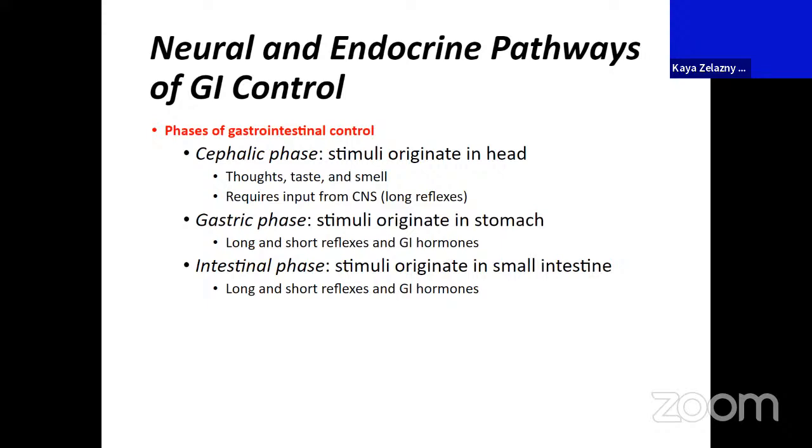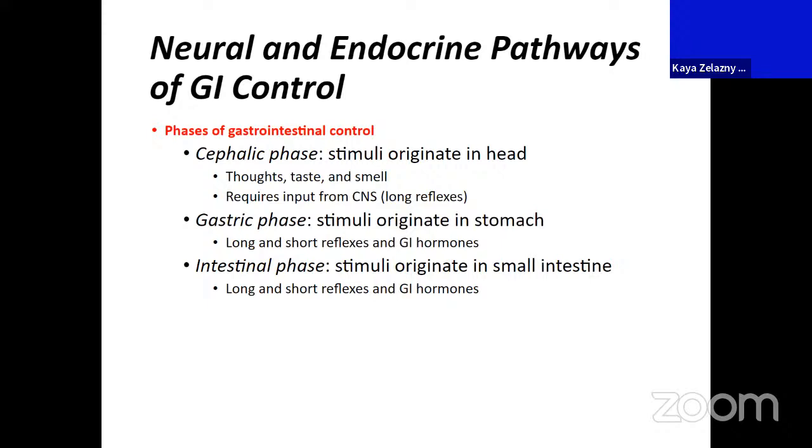Okay. Now, in order for this to work, we are going to need our nervous system, and we're going to need some pretty long nerves, right? Because your head and your stomach are not particularly close to each other. So we're going to have some long reflexes involved in the cephalic phase of GI control. We term them long reflexes when we have this input from the central nervous system, right? We're going to have a longer pathway.